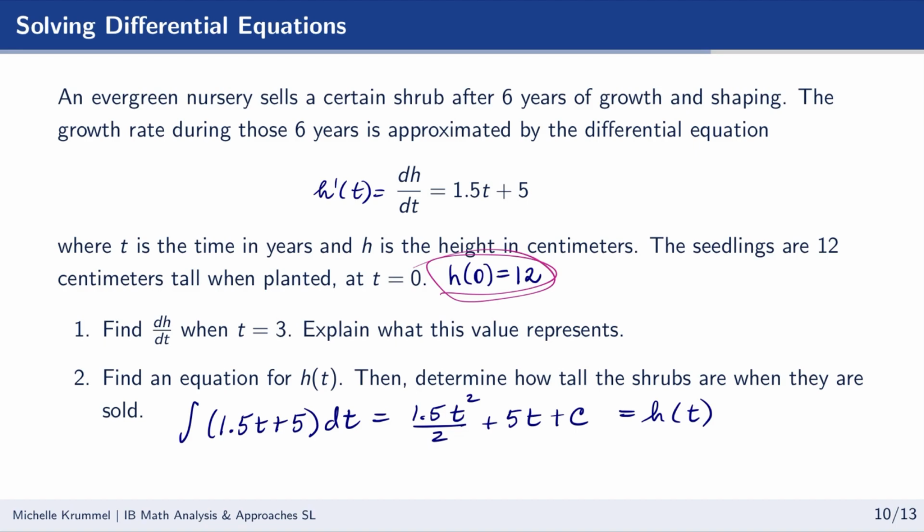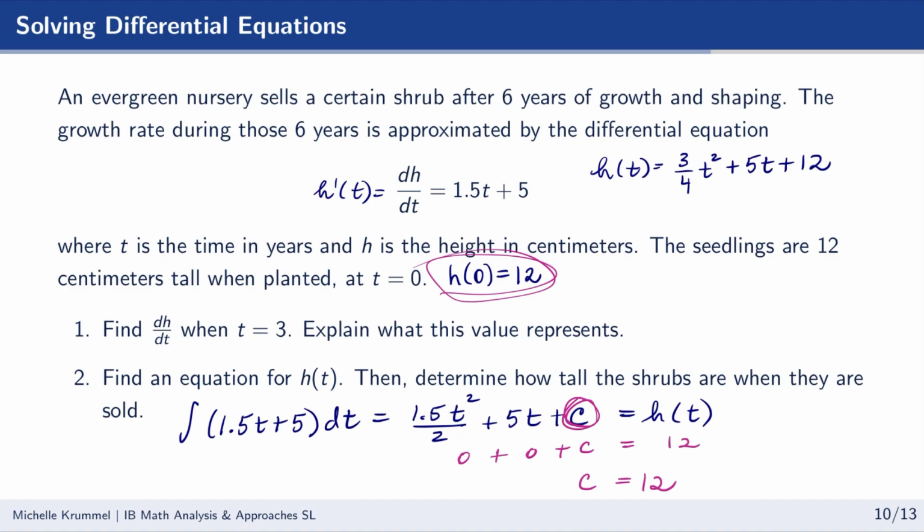So I will substitute 0 in for t, and I get 0 plus c equals 12. So c equals 12. In this problem, c equals 12. So now I can replace this c value with a 12. Let me move up here and write the equation. H of t equals, so 1.5 is the same as 3 over 2. 3 over 2 divided by 2 is 3 over 4, t squared plus 5t plus 12.